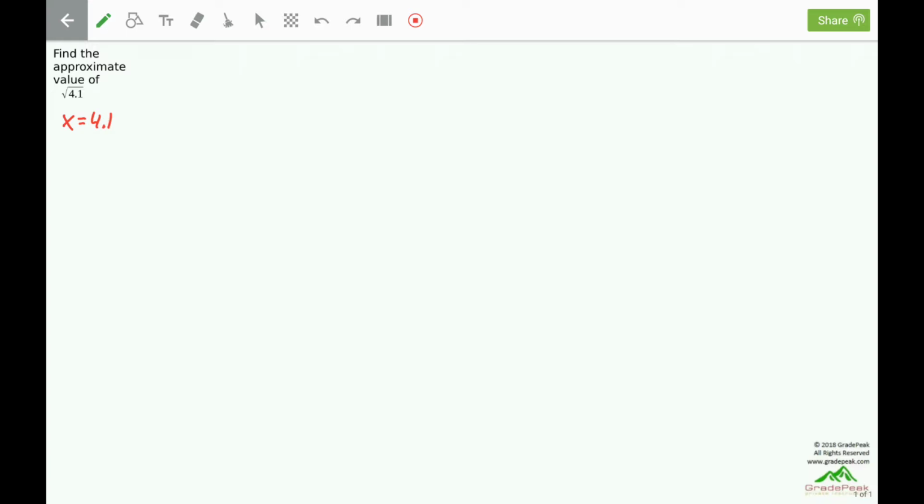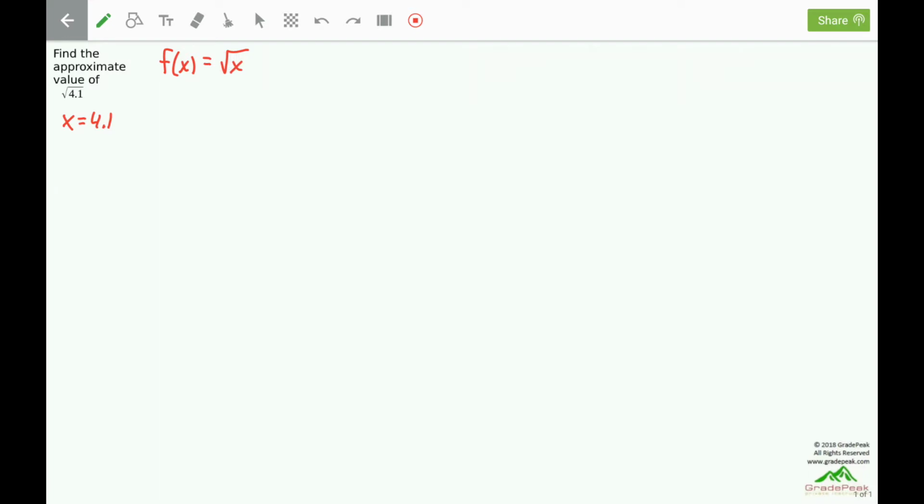The second thing to do is identify the function that is operating upon the x value of 4.1 and name it f of x. Since it's the square root of 4.1, f of x will be the square root function, or square root of x.